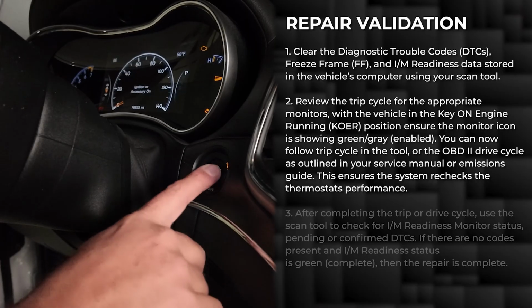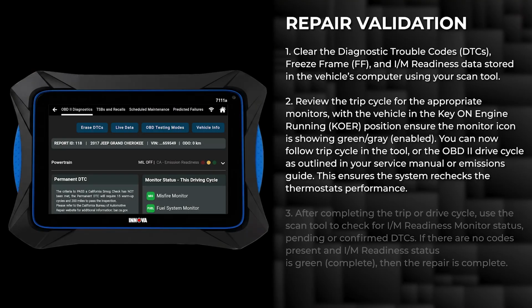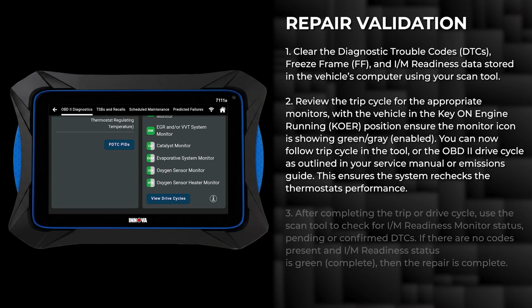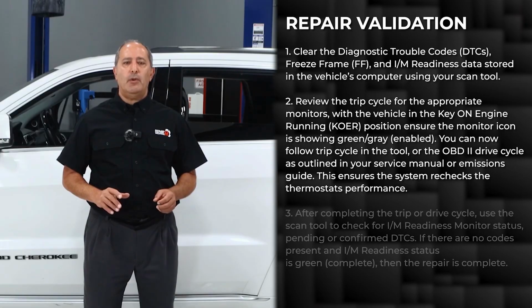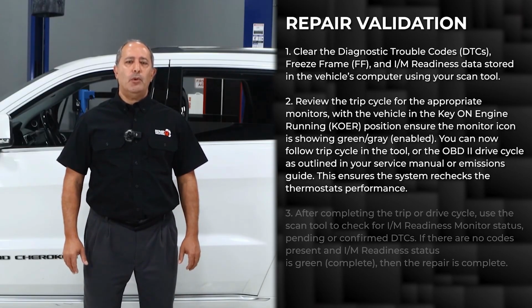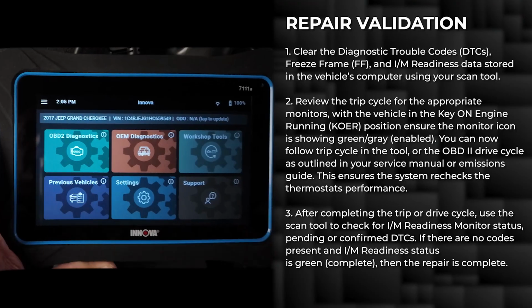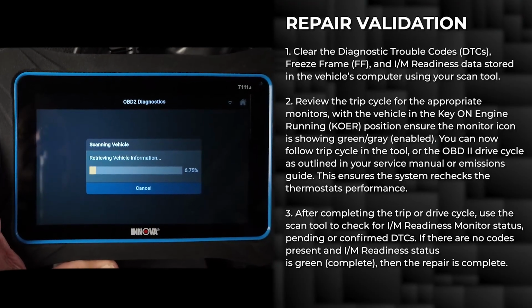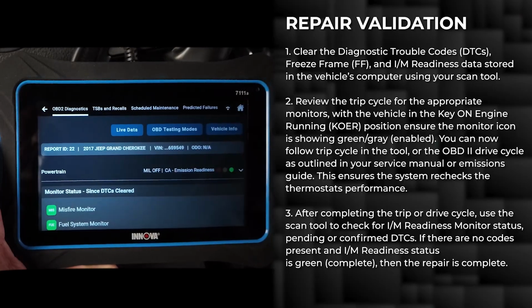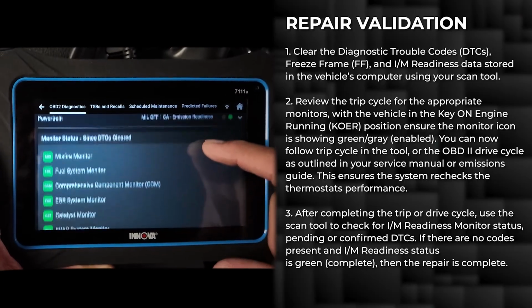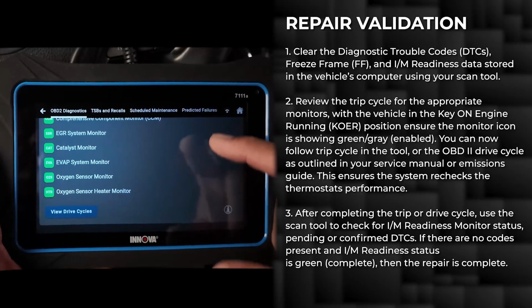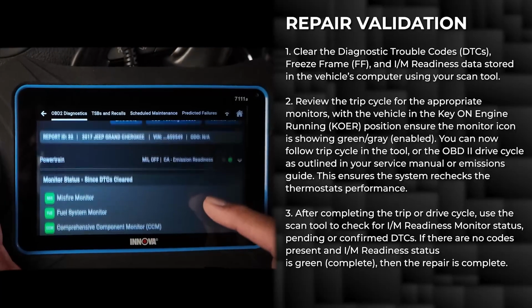With the vehicle in the key-on engine running position, ensure the monitor icon is showing green or gray, which means enabled. You can now follow the trip cycle in the tool or the OBD2 drive cycle as outlined in your service manual or emissions guide. This ensures the system rechecks the thermostat's performance. Three, after completing the trip or drive cycle, use the scan tool to check for IM readiness monitor status, pending or confirmed DTCs. If there are no codes present and IM readiness status is green, then the repair is complete.